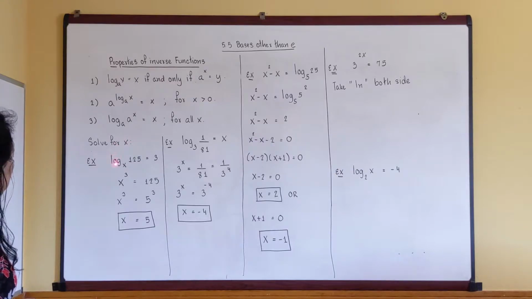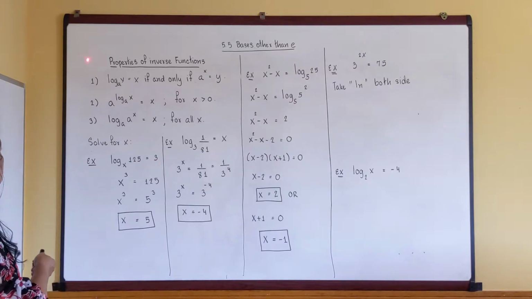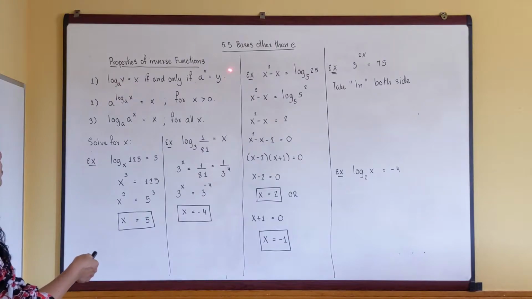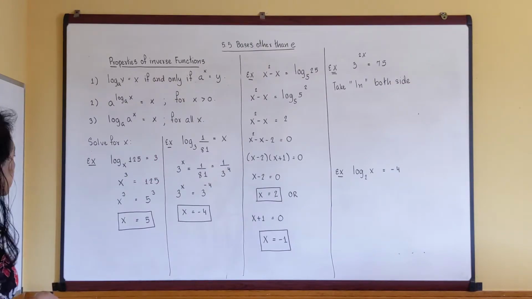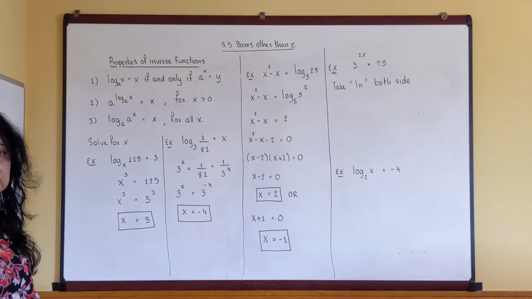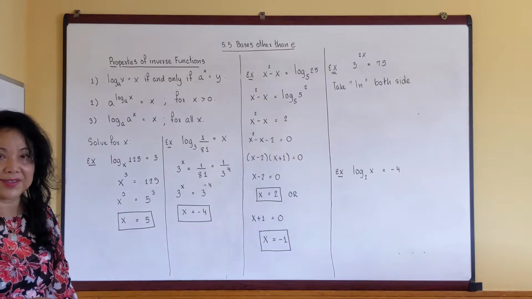The first one, I have log base x of 125 equal to 3. I'm going to apply the first property here. Then it should equal x to the third equal to 125. I'm using this property right here, changing log to exponential. Then I'm going to write my right hand side as exponential. So 125 is equal to 5 to the third. These two are equal and they have the same exponent, so the base must be the same. So x is equal to 5.